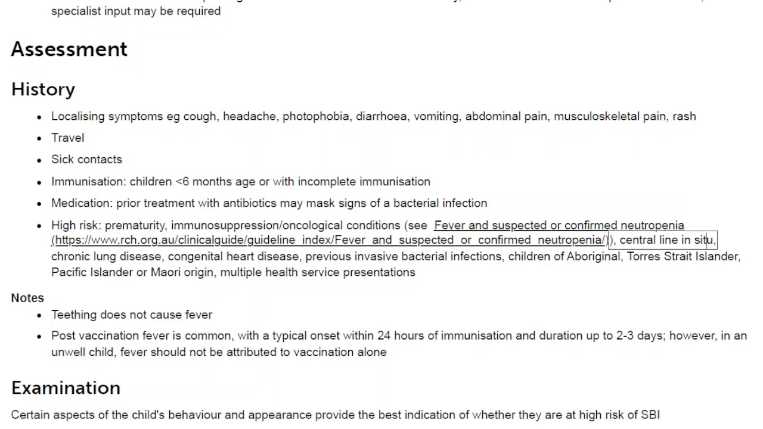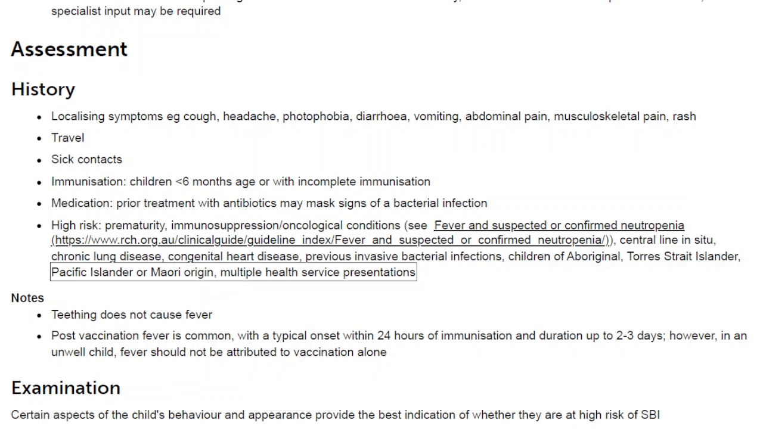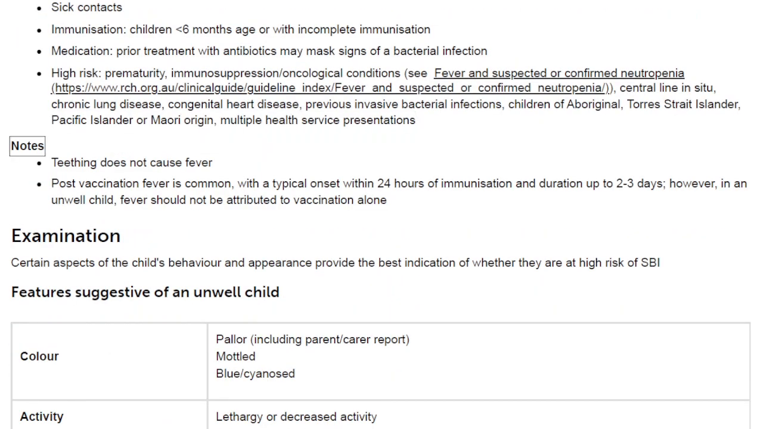Central line in situ, chronic lung disease, congenital heart disease, previous invasive bacterial infections, children of Aboriginal, Torres Strait Islander, Pacific Islander or Maori origin, multiple health service presentations. Notes: teething does not cause fever. Post-vaccination fever is common, with a typical onset within 24 hours of immunization and duration up to 2 to 3 days. However, in an unwell child, fever should not be attributed to vaccination alone.